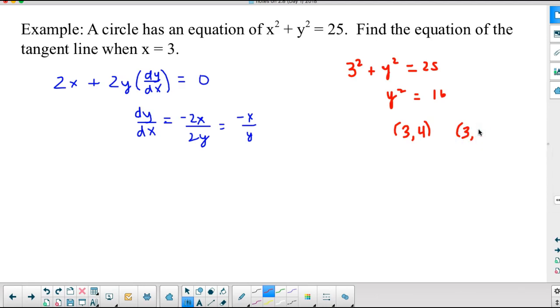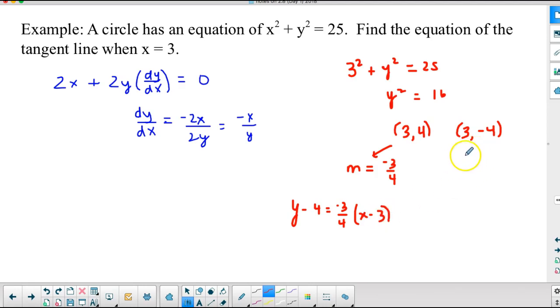So when this equation asks us to find the tangent line when x is 3, there's actually two different tangent lines. This particular tangent line would have a slope of negative 3 over 4. That would mean that its equation would be y minus the y-coordinate equals our slope times x minus the x-coordinate. So we'd have y minus 4 equals negative 3/4 times the quantity of x minus 3. That's one of the tangent lines.